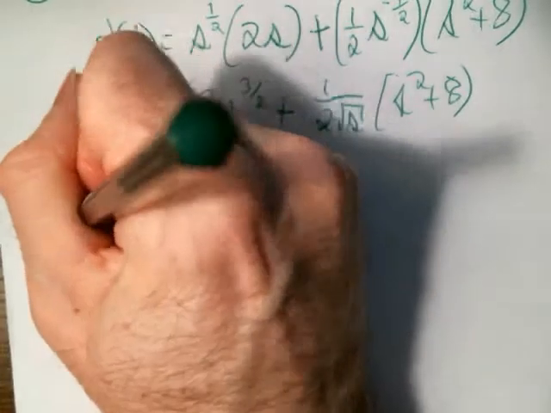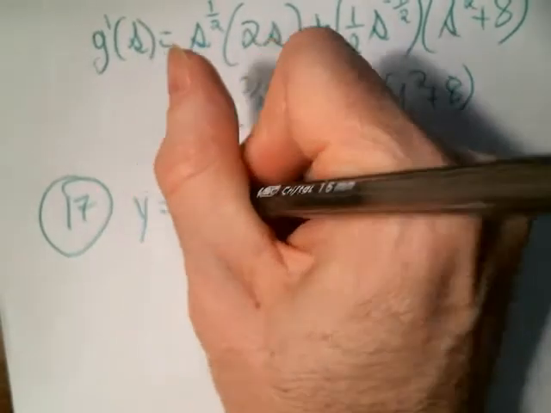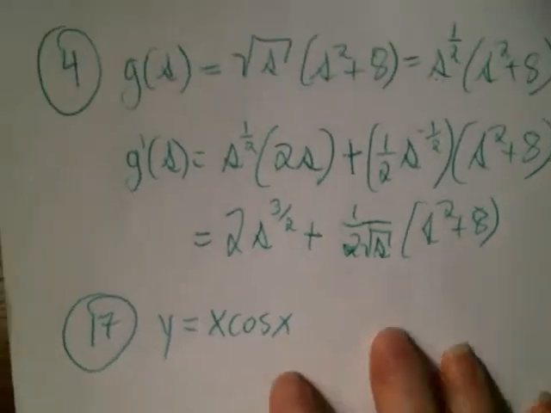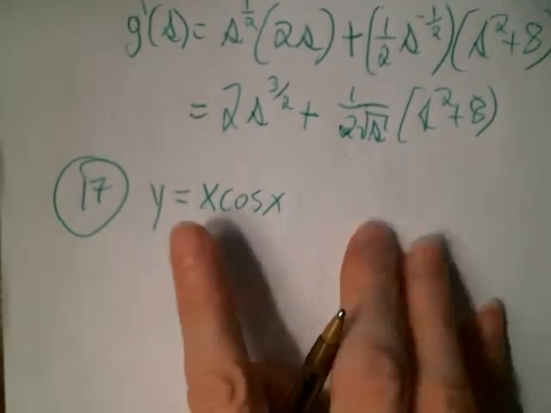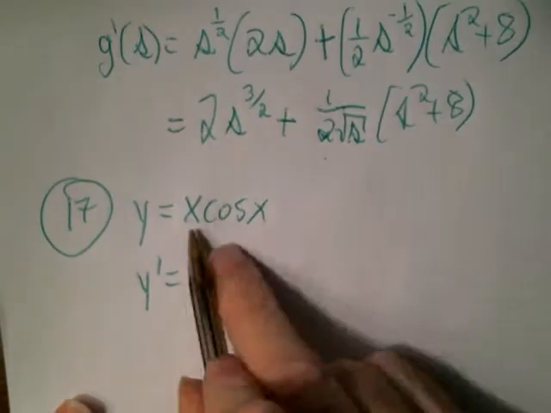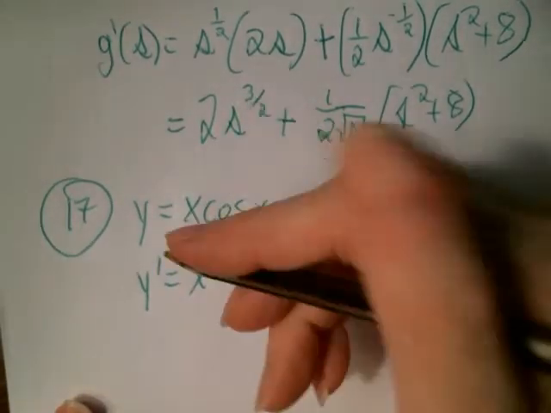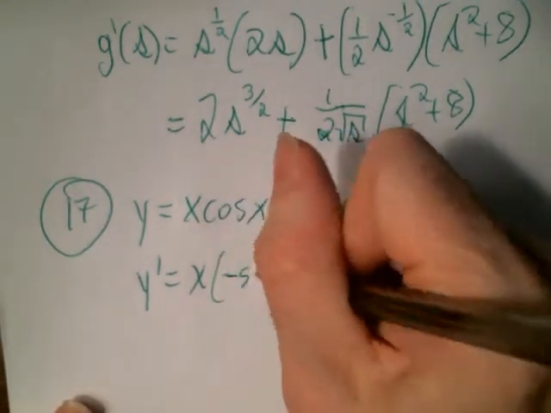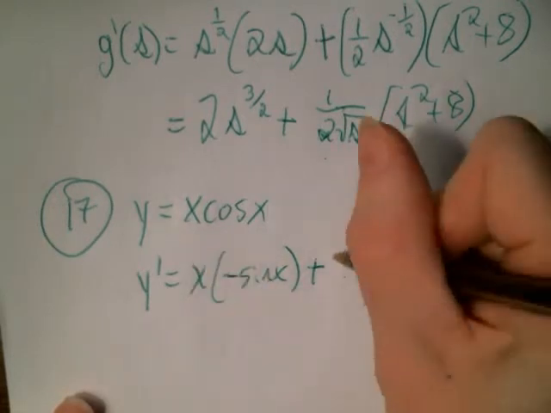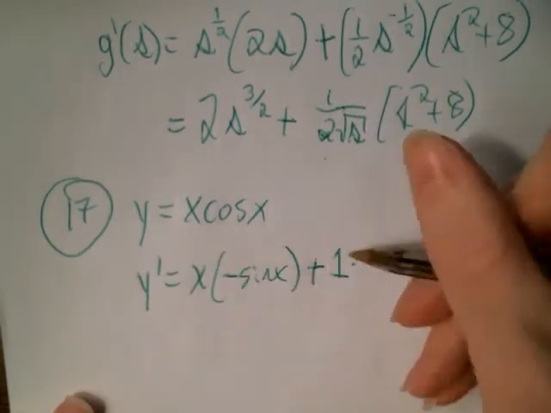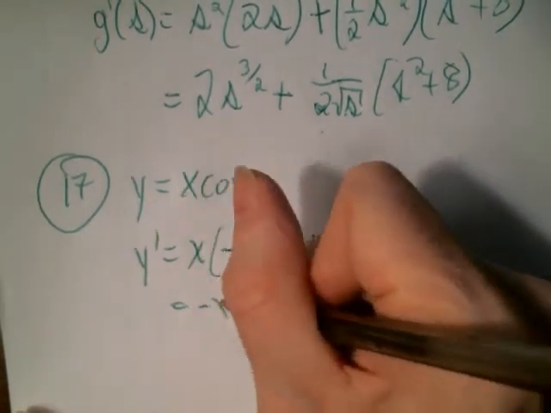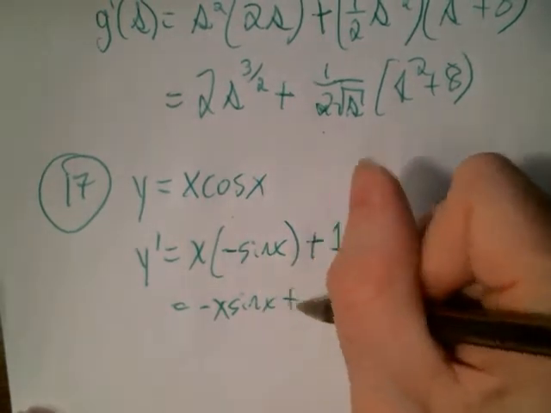All right, so number 17, this is definitely one where you couldn't sort of distribute and use power rules. And these past ones, I didn't really need the product rule. This guy, you absolutely, positively need the product rule. Okay? So y prime, leave x alone, take the derivative of cosine. Derivative of cosine is negative sine. Plus, this time, take the derivative of x, which is 1, and leave cosine alone. Okay, clean it up. So I get negative x sine x plus cosine x.